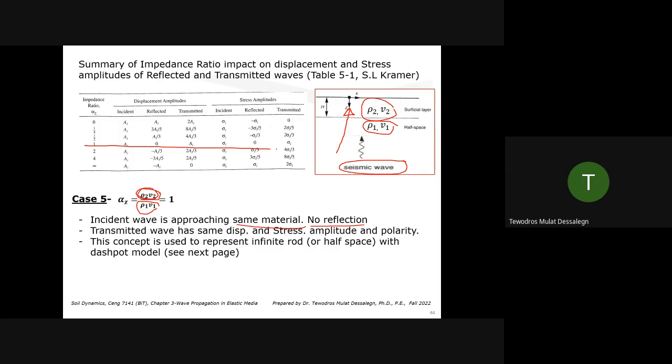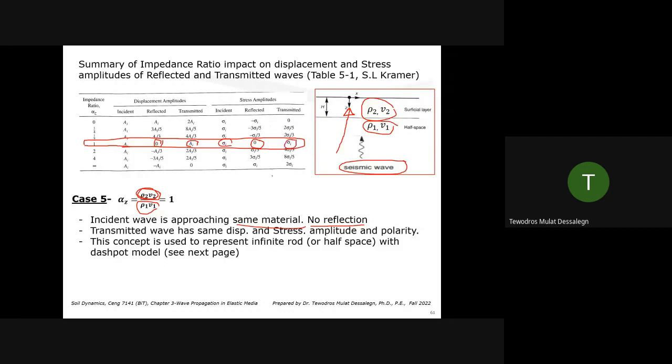This is that case. The transmitted wave has the same displacement. Incident wave, displacement amplitude AI. Reflected wave, there is no reflection. You see it? In both stress and displacement, it's 0 because it feels the same. For transmitted, well, if there is no material change, then AI would be AI. Same displacement amplitude, same stress amplitude.